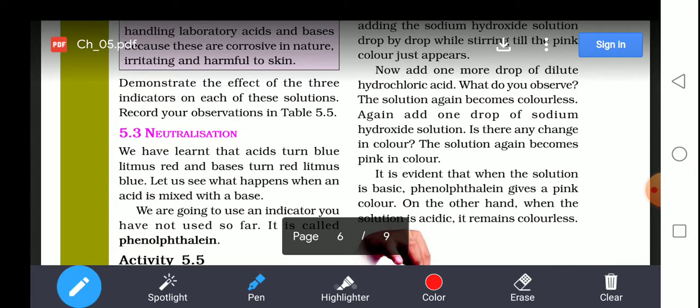Now what you have to do? Now add one more drop of dilute hydrochloric acid. What do you observe? The solution again becomes colorless. Again add one drop of sodium hydroxide solution. Is there any change in color? So again it becomes pink in color.